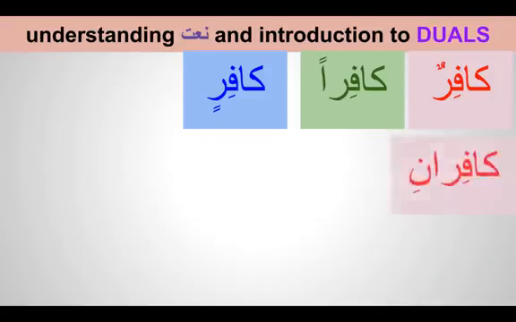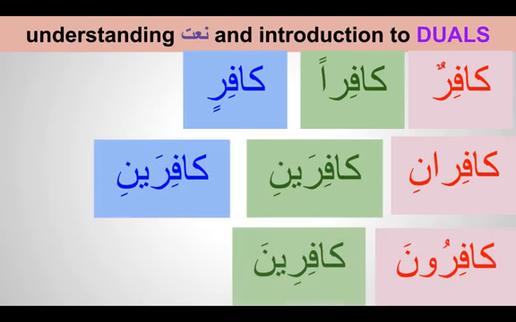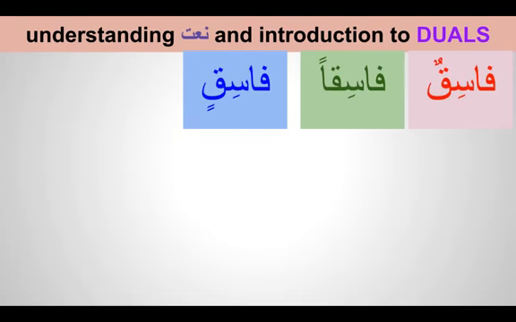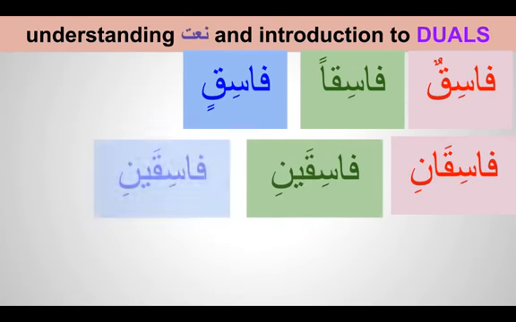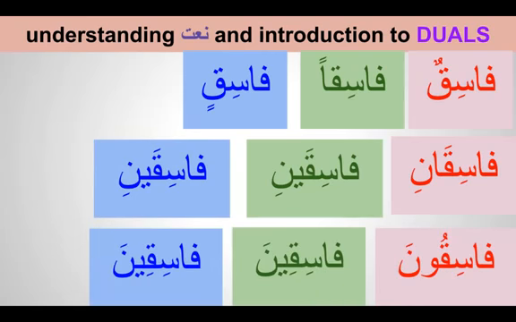So Kafirun will be Kafirani, Kafiraini, Kafiraini, Kafiruna, Kafirina, Kafirina. So Fasiqun, Fasiqan, Fasiqin. So we have Fasiqani, Fasiqaini, Fasiqaini, and Fasiquna, Fasiqina, Fasiqina. So this is the Muzakkar form.